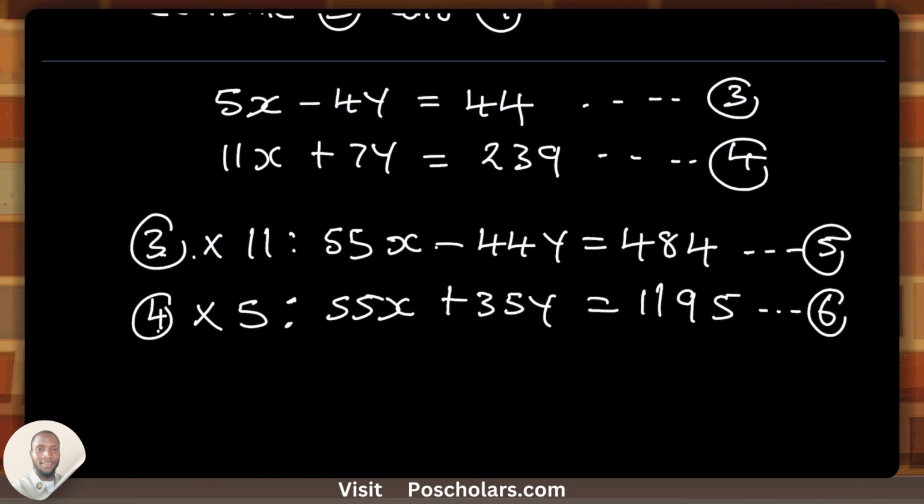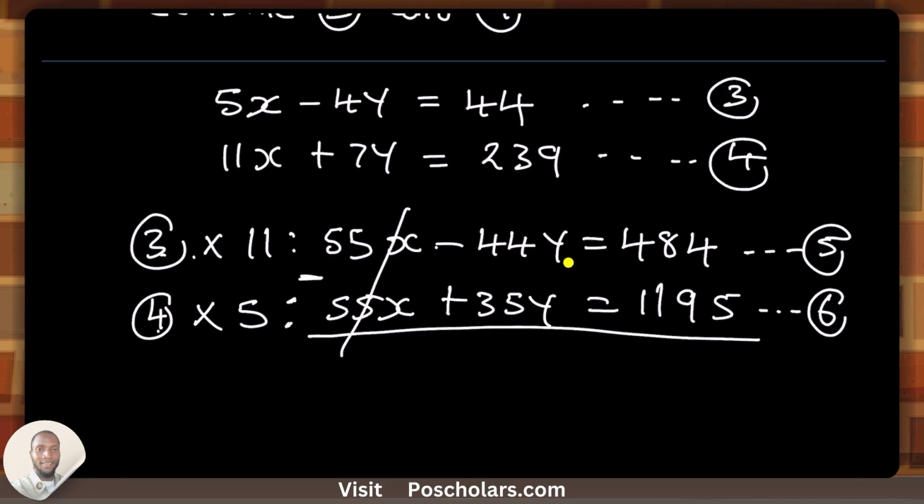So what we can do now is to eliminate. If you check now, you will see that the coefficient of x in equation 5 is 55 and the coefficient of x in equation 6 is what? Also 55. So what we can do now is to subtract equation 6 from equation 5. So I'll just put minus here. So 55x minus 55x is gone. You can see we have succeeded in eliminating x.